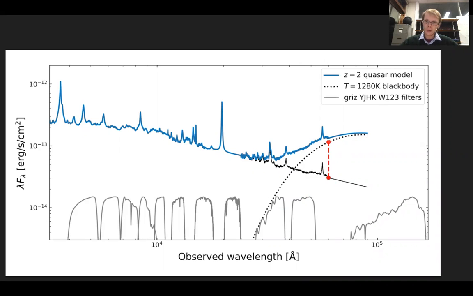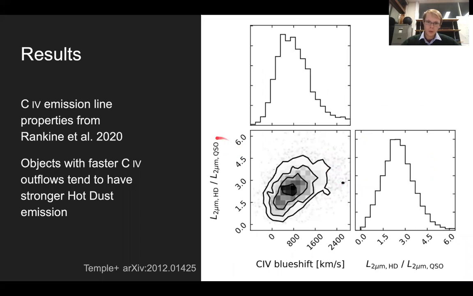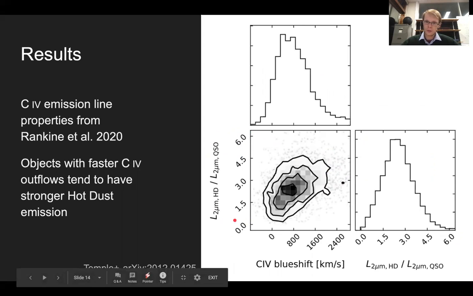And the strength of this component I'm going to refer to by looking at the normalization of the hot dust black body relative to the power law continuum at 2 microns. So in effect, it's a measure of the covering fraction of hot dust. It's the ratio of luminosities between the hot dust black body and the quasar continuum. And this is what I'm plotting on the y-axis here. So objects at the top here have got stronger emission from hot dust. Objects at the bottom have got weaker emission from hot dust.